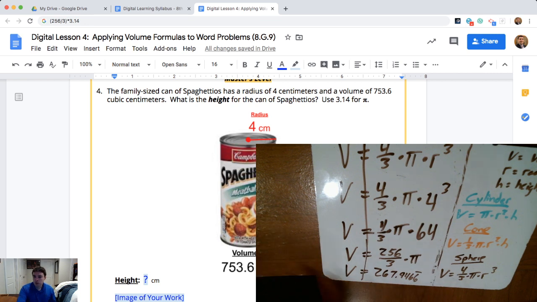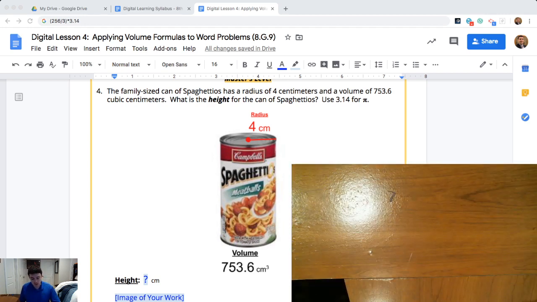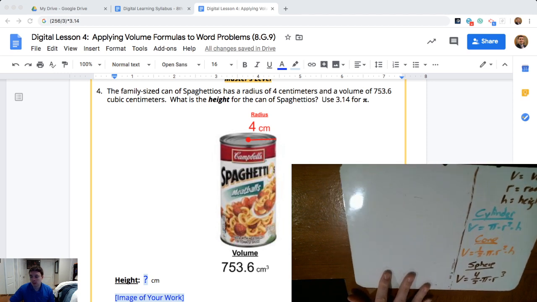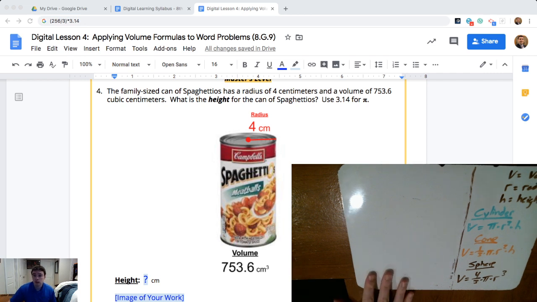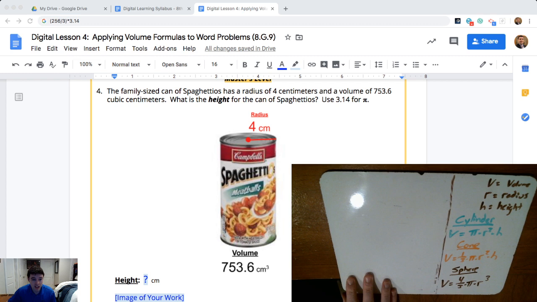Make this whiteboard a little bit smaller. For number 4, the more challenging problems with volume, instead of giving you the other dimensions like radius and height and asking you to find the volume, will provide you with the volume and ask you to figure out the other missing dimension that would have produced that volume. So it's still key to identify the shape first so we know the right formula. In this case, we're working with a can of SpaghettiOs.